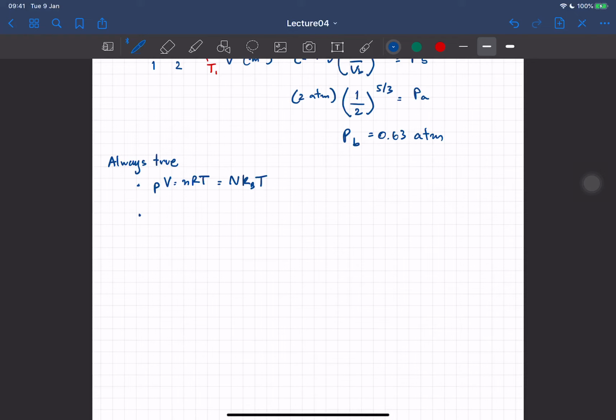The other always true is delta U equal to 3/2 nR delta T, or 3/2 N k_B delta T. This is also always true. Now it might be 0 for some process, but this formula is still true, because, this is probably the 8th time I've said this already, internal energy for a gas depends only on the temperature. It doesn't care how you go from one point to another point in the PV diagram. As long as you know the change in the temperature, then you can write down delta U.